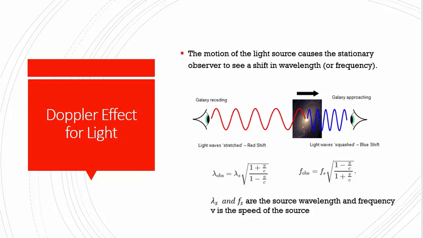There's equations to handle the frequency and wavelength, where the subscript S is the source, and in this case, OBS is the observer. So v is going to be the speed of whatever the source of the light is.